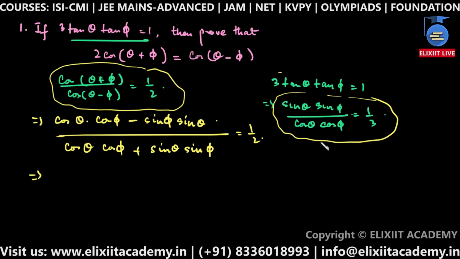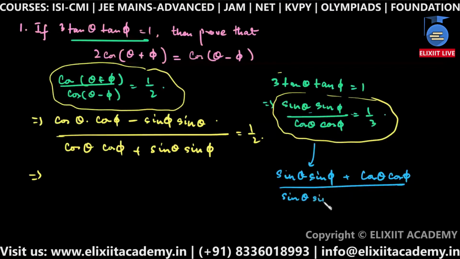Because if you just see from here, if you apply componendo and dividendo, numerator plus denominator will come in the numerator. Okay, so this is your numerator. In the numerator now you will have numerator plus denominator, so sine theta into sine phi plus cos theta into cos phi upon sine theta sine phi minus denominator, which is cos theta cos phi.